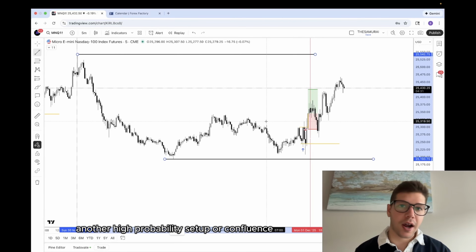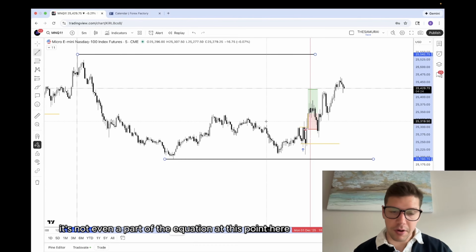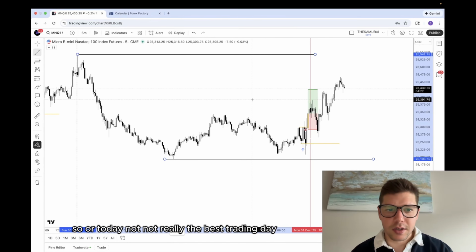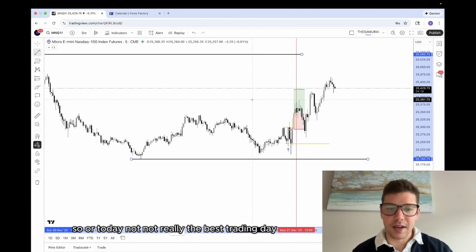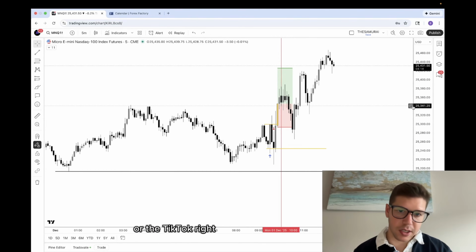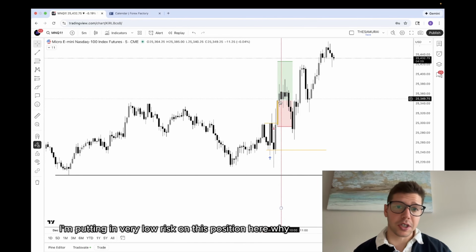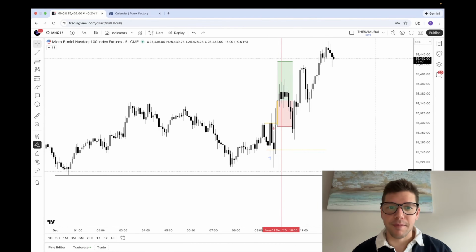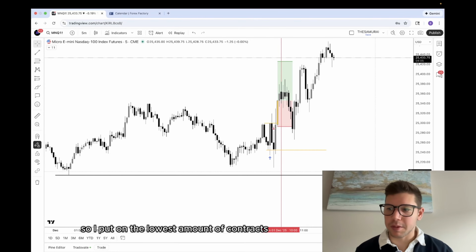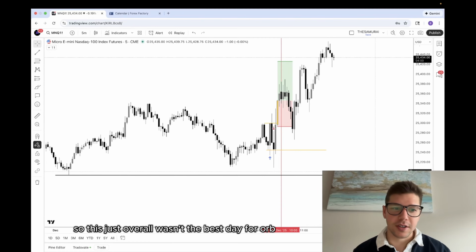So already another high probability setup where Confluence is already destroyed. It's not even a part of the equation at this point. So ORB today, not really the best trading day. If you look at the reel that I posted today or the TikTok, you'll hear me say, hey, I'm putting in very low risk on this position. Why? Because there was no high probability setup. So I put on the lowest amount of contracts that I possibly could have for this position. So this just overall wasn't the best day for ORB.